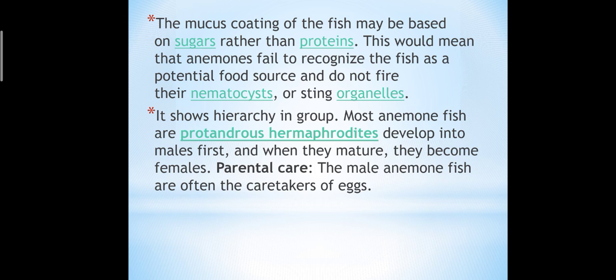Most anemone fish are protandrous hermaphrodites: they develop into males first, and when they mature, they become females. So it shows parental care. The male anemone fish are often the caretakers of the eggs.